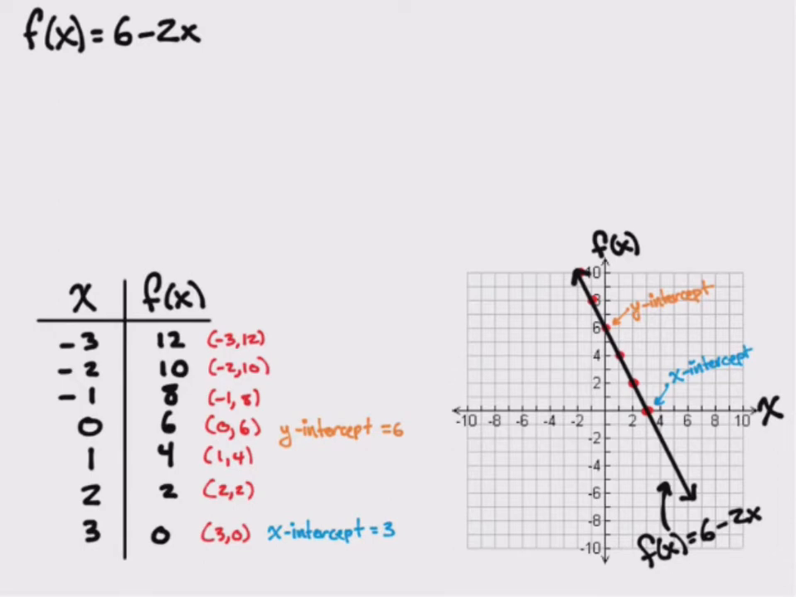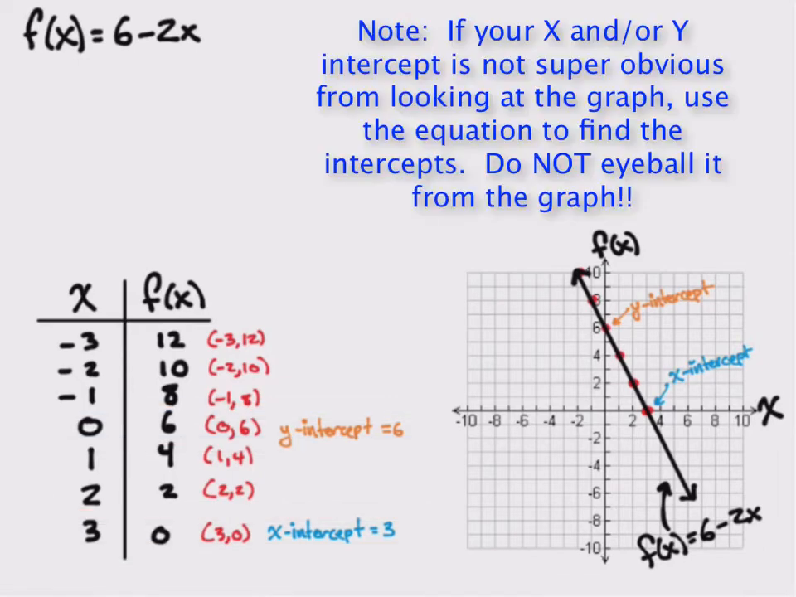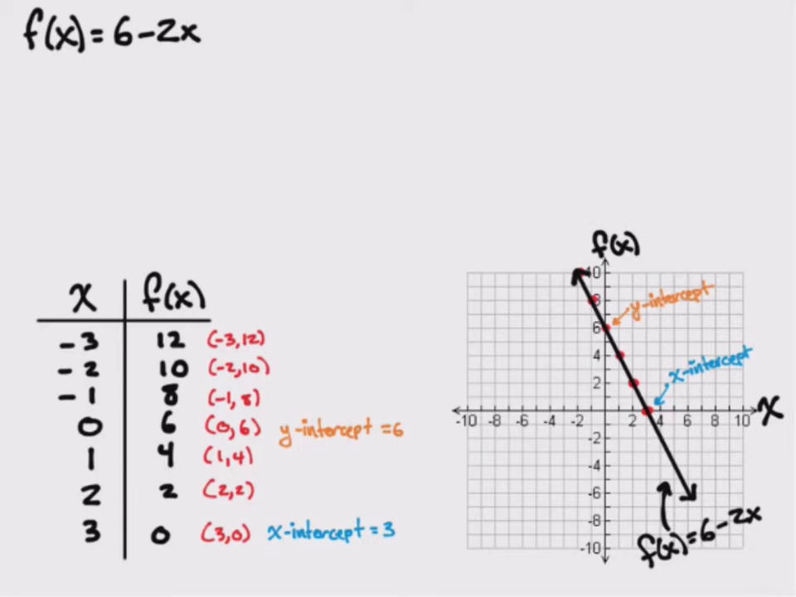Once again, we found that our ordered pairs created a line. When we connected that line, we find our x and y-intercept. Once again, they both happen to be ordered pairs that we had found originally. One note is that if your x or y-intercept isn't very, very obvious from looking at your graph, do not eyeball it, do not make an assumption; use the equation to find your x or y-intercept. In this case, we were all good to go.